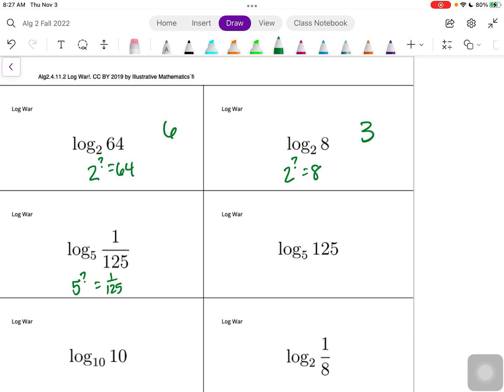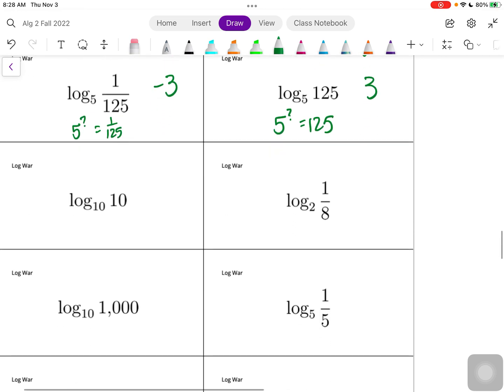So that would be -3, because remember, a negative exponent gives you a fraction, and 5 to the third is 125. So then for this one, we have 5 to the what is 125, so that one's just +3. So these two are actually equivalent. So if we were playing war and those two matched, that would be a tie.